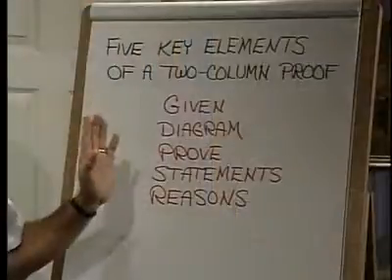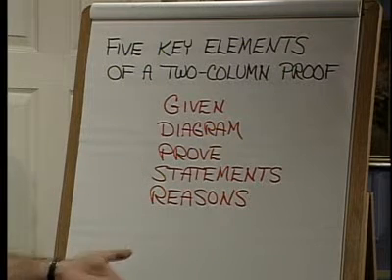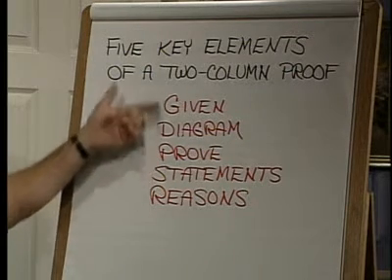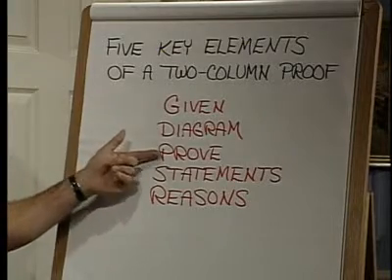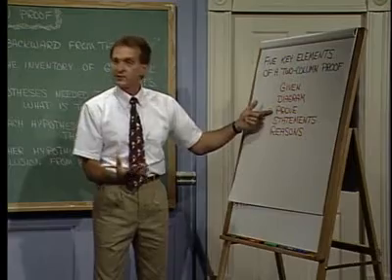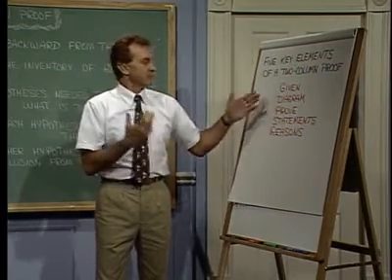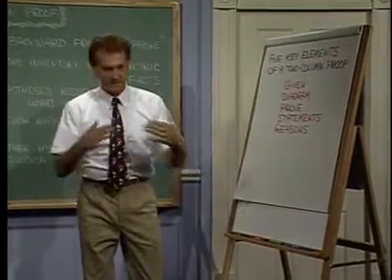Then we have what we're trying to prove. We have the given and the prove, the beginning and the end, and the drawing in the middle. What we're trying to prove is actually our final conclusion that we arrive at. The prove is the final analysis, the bottom line of a proof.